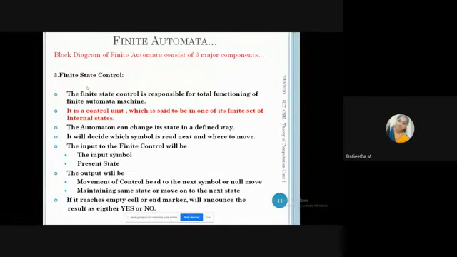Finite control: input to the finite control will be the current input symbol and present state. Output will be a decision whether it has to move its present state to the next state or maintain the same state. Likewise, it has to take a decision. Suppose we complete processing all the symbols, then after completing all the symbols, you will be in either an empty cell or the end marker.